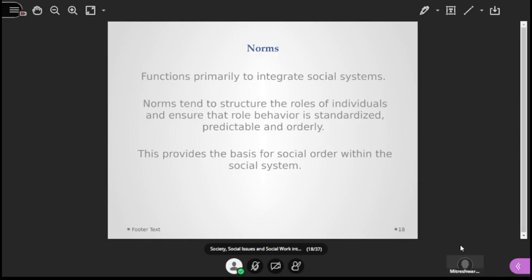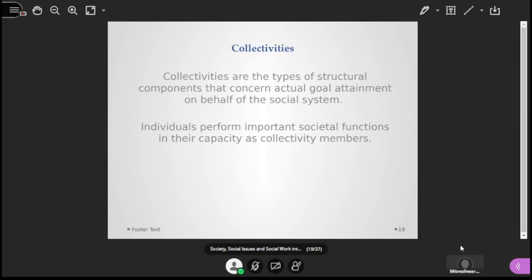Norms function primarily to integrate social system. Norms tend to structure the roles of individuals and ensure that role behavior is standardized, predictable, and orderly. This provides the basis for social order within the social system. Collectivities are the types of structural components that concern actual goal attainment on behalf of the social system. Individuals perform important societal functions in their capacity as collectivity members.